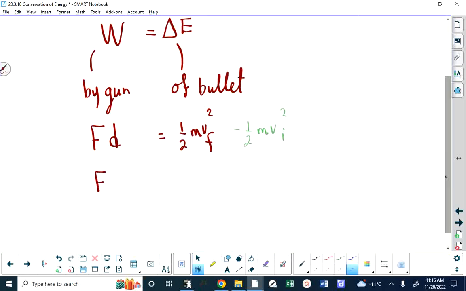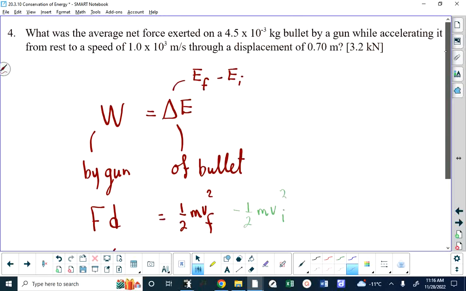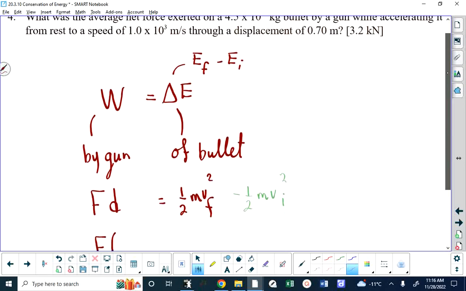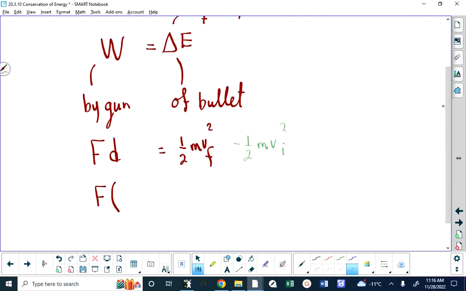The average applied net force, and I'm using applied and net and average here all together because there are no other forces, times the displacement. How long is the barrel of the gun? It's 0.7. So it's a long gun. 0.7 meters is like this. It's not a handgun with a big long barrel. It's probably a rifle.